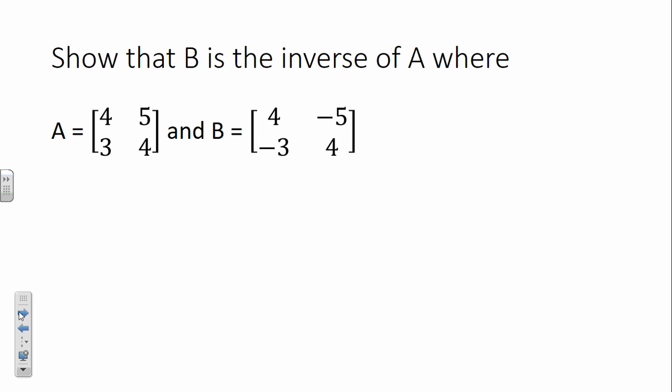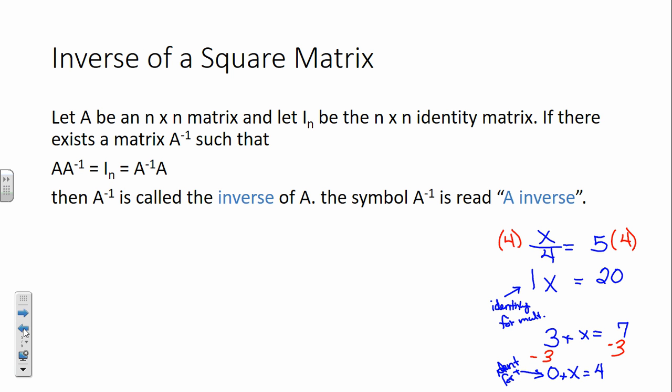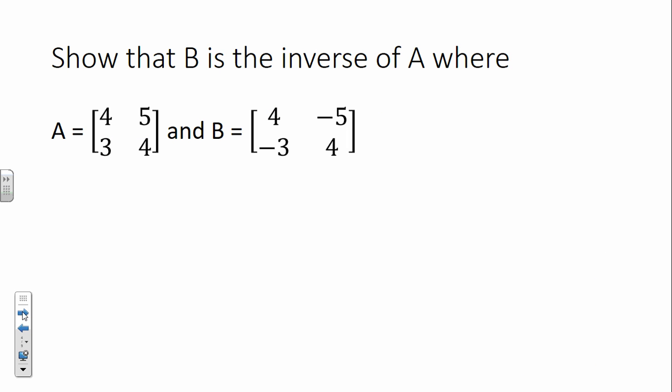It's not a negative 1 power. All right, so we want to show that B is the inverse of A. So how would we do that? Two matrices up here, two square matrices. How do we show that one's the inverse of the other? How did we show that 4 and 1/4 are inverses of each other? We multiplied them, right? So let's multiply these two matrices together. When we multiply them, what should we get? Should get the identity.